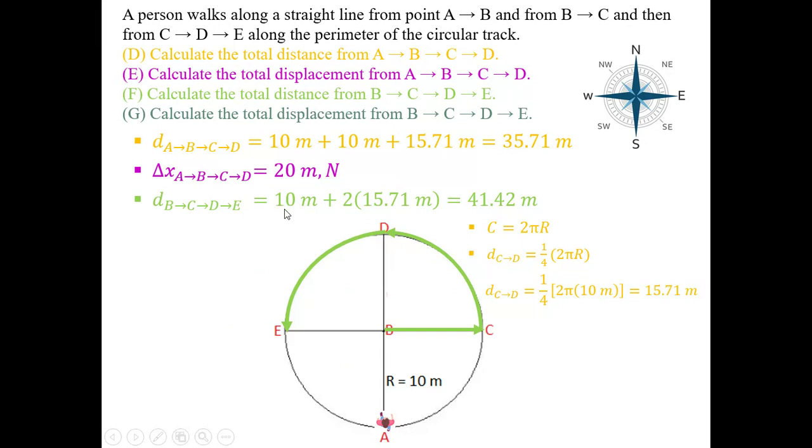So I'm just going to say from B to C is 10 meters, and then I want to multiply the arc length that I found from C to D by 2, because there are two pieces now. If you simplify this in your calculator, you should get 41.42 meters. It's a scalar, so I don't need to provide direction.